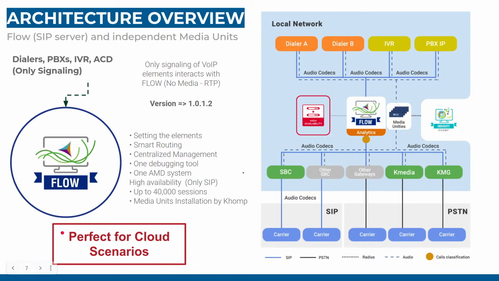This kind of divided scenario is perfect for cloud scenarios because sometimes you only want to put a flow in the cloud, but you don't want to send the RTP to this cloud. You only want to send the signaling, and you can install a local media unit in order to do this task, as said before.